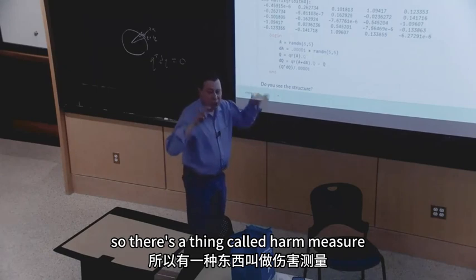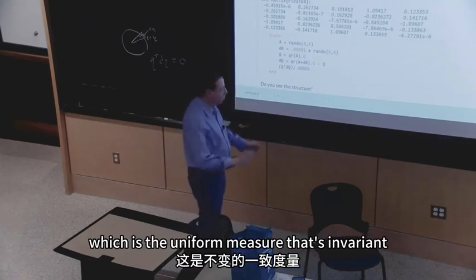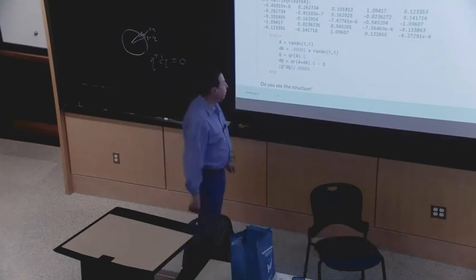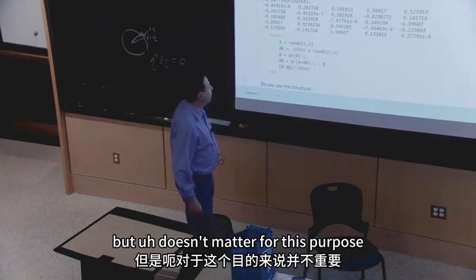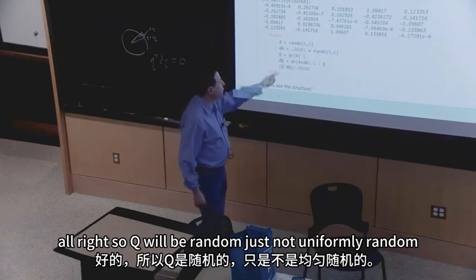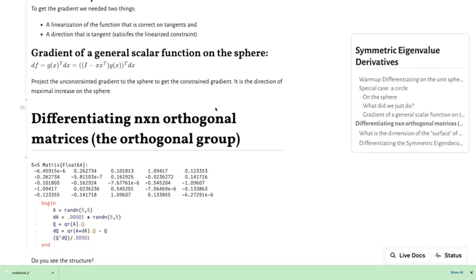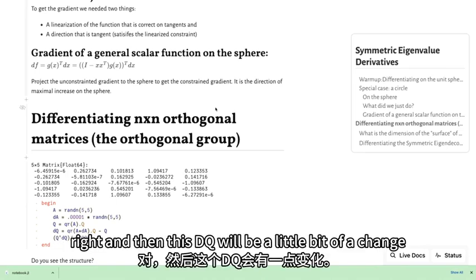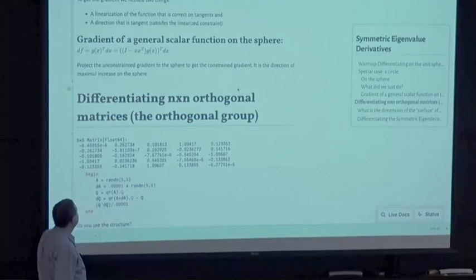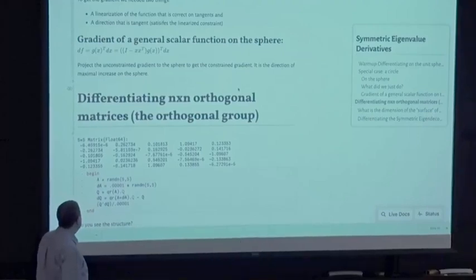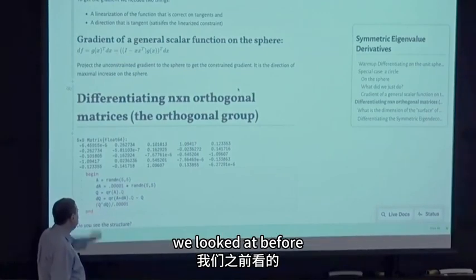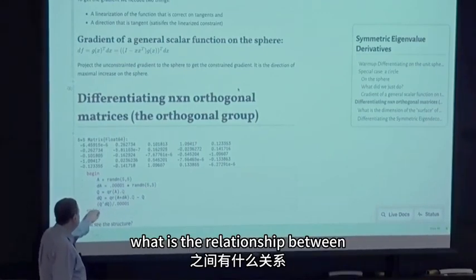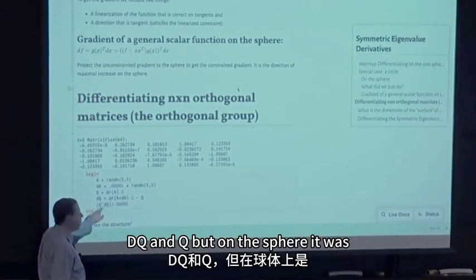So there's this thing called Haar measure on the orthogonal group, which is the uniform measure that's invariant. Not quite because of certain reasons, but doesn't matter for this purpose. All right, so Q will be random, just not uniformly random, right? And then this dQ will be a little bit of a change, okay? And what I want to do is look at the same kind of thing we looked at before. What is the relationship between dQ and Q?